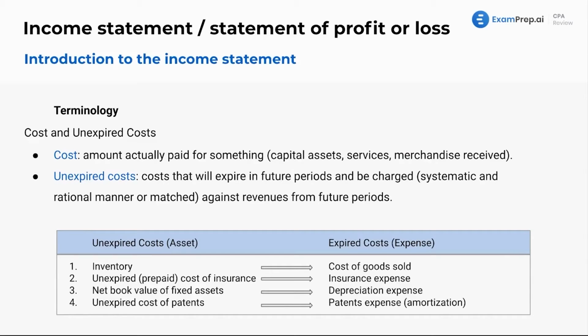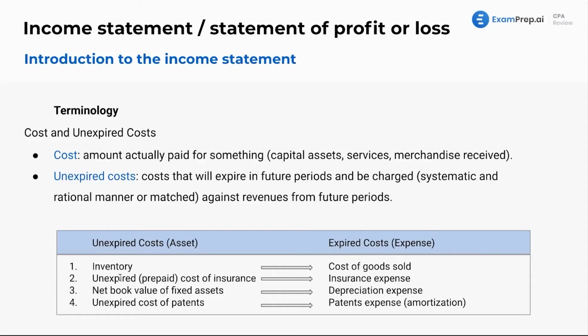Some terminology on costs. So we've got a cost and an unexpired cost. The cost, the normal cost, is an amount actually paid for something. So if I buy a machine, if I buy a subscription service to a news outlet, or merchandise received, if we pay for inventory, those are just normal costs. Whereas unexpired costs are costs that will expire in future periods and be charged against revenues from future periods. So this is kind of the relationship here. Well, what is the cost? And these are like journal entries, right? Because when you sell inventory, what's your expense? You debit cost of goods sold, credit inventory.